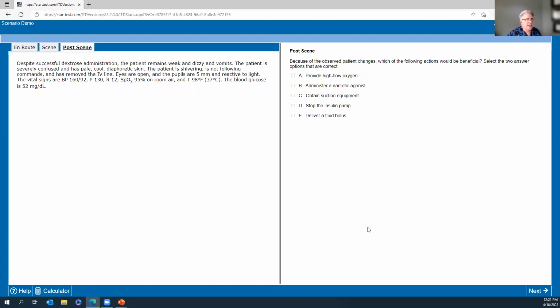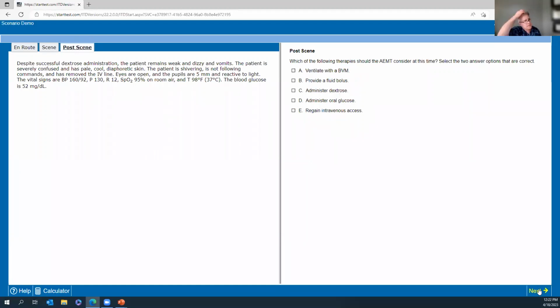Because of the observed patient changes, which of the following actions would be beneficial? Select two answer options that are correct. This patient now is vomiting, so we need to get out our suction. And what else do we need to do here? No reason for oxygen, no reason for narcotic overdose. And the blood pressure is 160/92, so there's no reason for fluid administration. So I would stop the insulin pump and move to the next item.